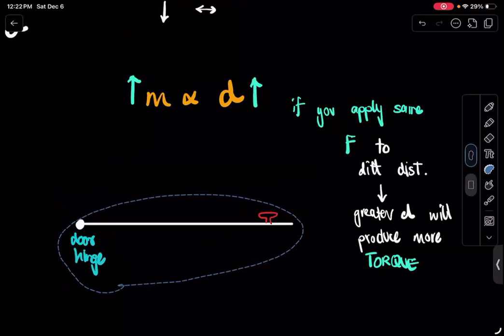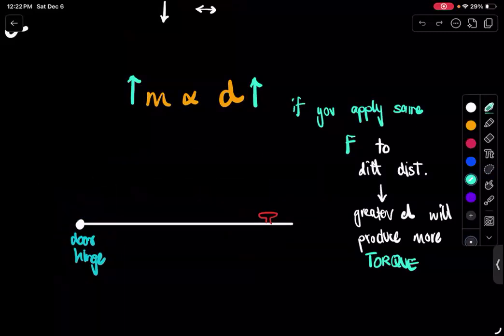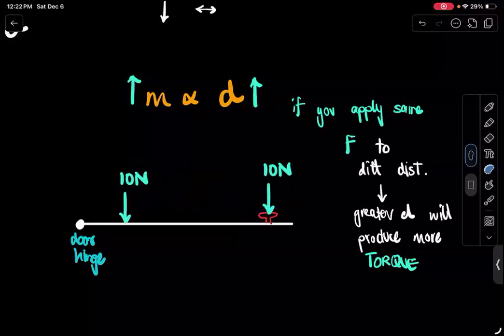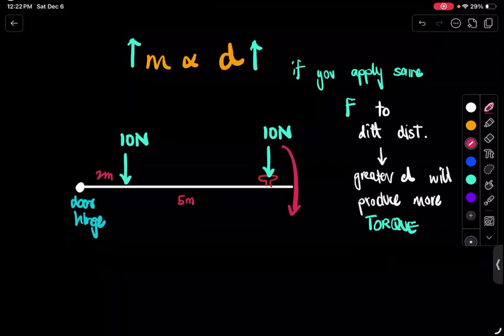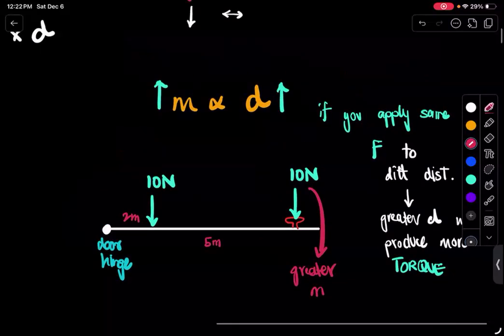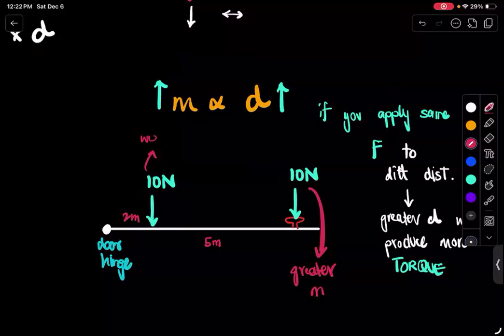For example, if you apply a force of, let's say, 10 newtons on the handle of the door versus when you apply 10 newtons of force over here, very close to the door hinge, right? So if this is, let's say, 2 meters, and this is a total of 5 meters, then obviously this is going to generate a greater torque, and this is going to generate a weak torque.